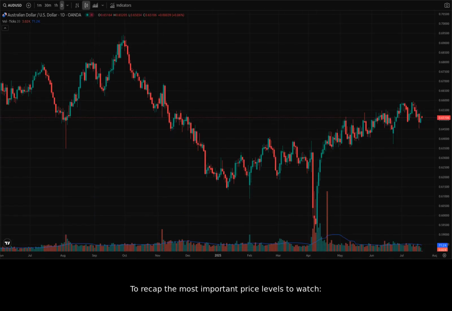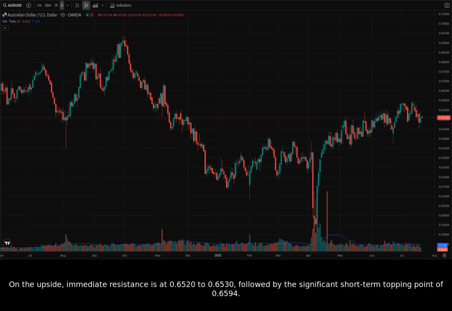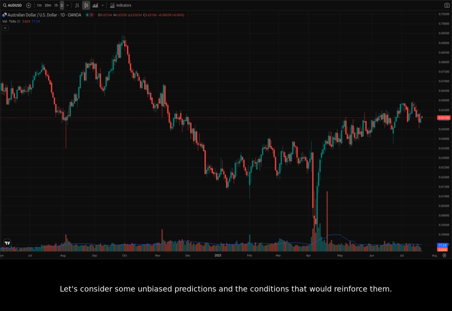To recap the most important price levels to watch. On the downside, critical support lies at 0.6485, and if that breaks, the next major level is 0.6450. On the upside, immediate resistance is at 0.6520 to 0.6530, followed by the significant short-term topping point of 0.6594. Let's consider some unbiased predictions and the conditions that would reinforce them.